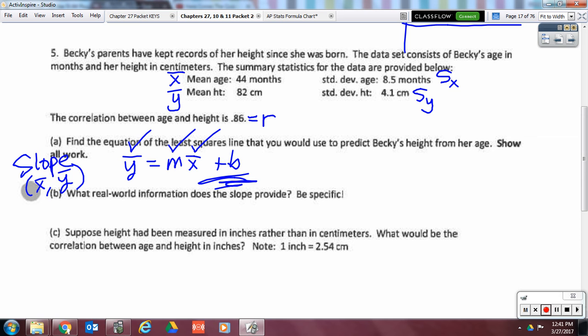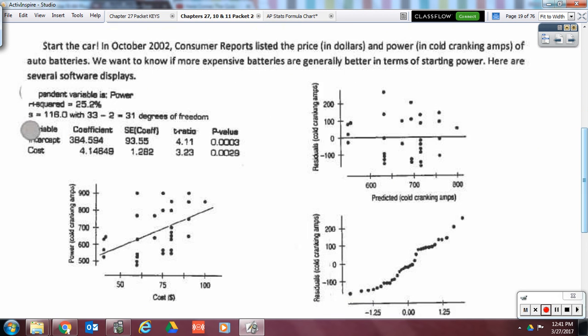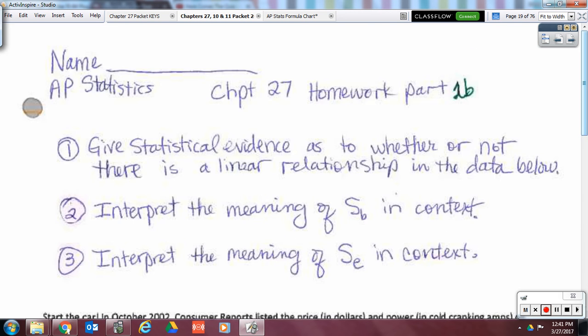Okay, so there was your quick review on that, and we've got one last little review on page 10, and then I'm going to let you work. Here we go. Page 10. So on page 10, we've got a computer printout for the price in dollars and the power in cold cranking amps of automobile batteries. All right, so the first question I ask you about is to give statistical evidence as to whether or not there is a linear relationship.